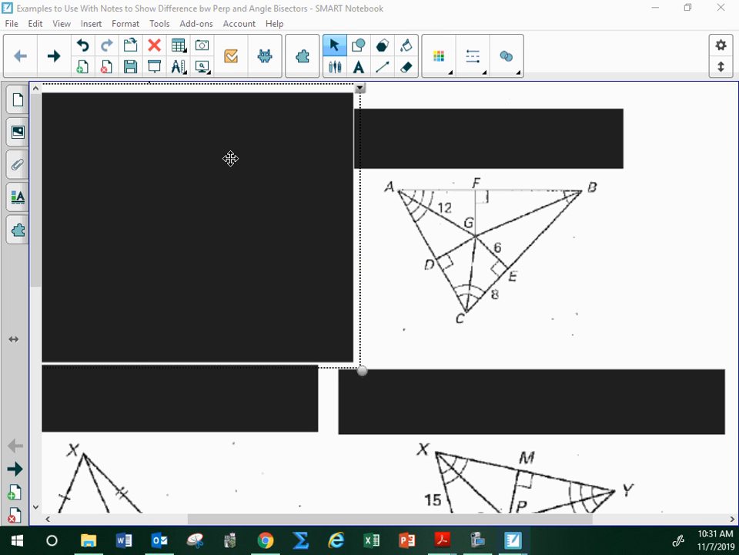I've got three different pictures here for us. Let's take a look at this first picture. I want you to discuss with your shoulder partner: did they give me perpendicular bisectors, angle bisectors, medians, altitudes, or more than one? Look at your vocab sheet to help you out.